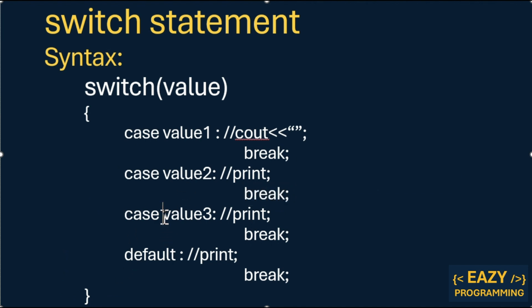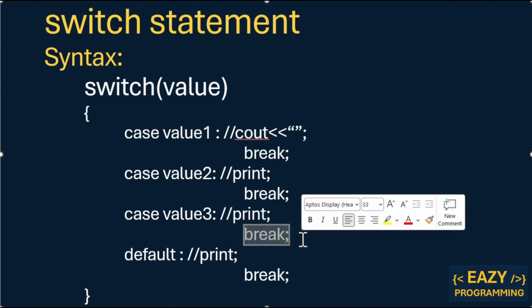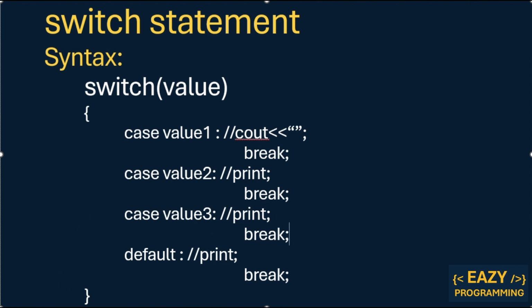If value 2 is not true, it will check for value 3. If value 3 is true, it will print whatever is given and break, that is, it will come out of case value 3. If nothing is true, then it will check the default, and if default is true, it will print. If nothing is true, it will break and come out of the switch block. That's why I am writing break here.